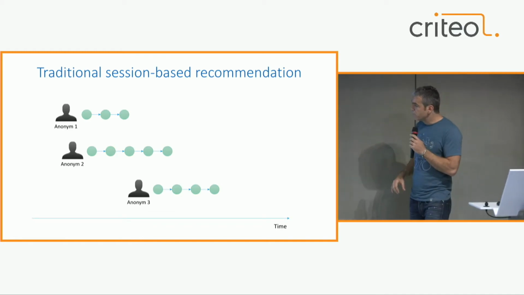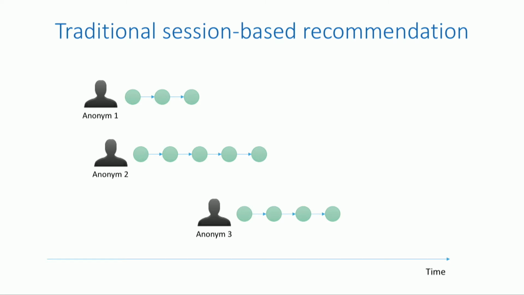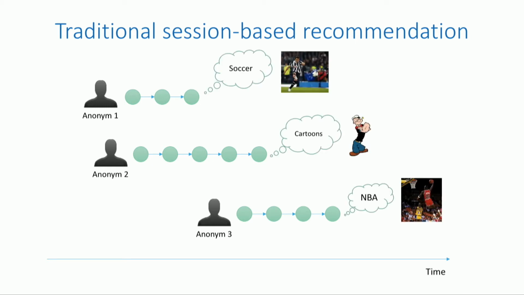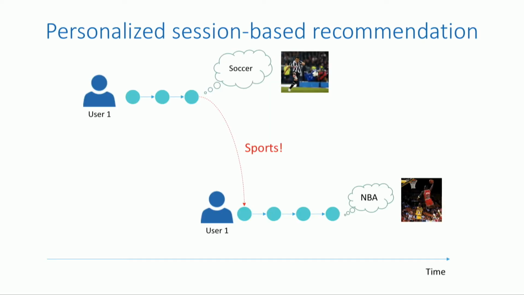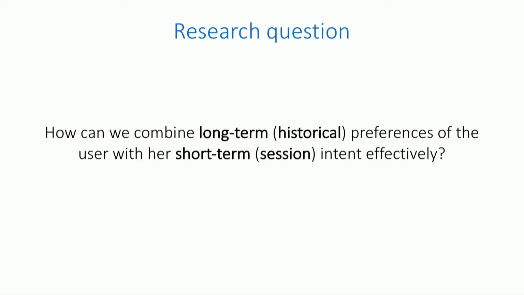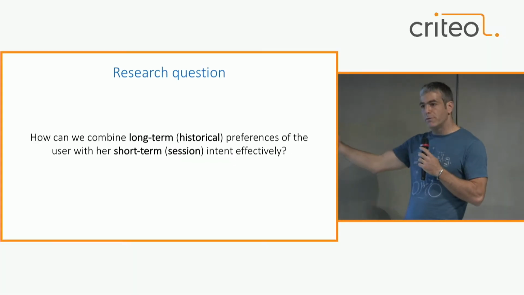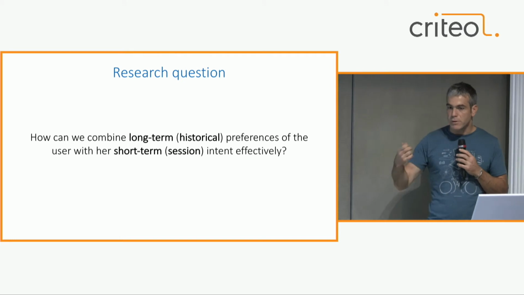So in the naive case, you have anonymous users coming in and having sessions, right? But often, because the user might have a cookie or they might look at some videos here, cartoons, NBA, we might actually know that this user and this user were actually the same. So we might want to take advantage of the fact that we know the past history of the user, so we might want to personalize this session-based recommendation. And the question here was, how can we take advantage of this information? How can we incorporate long-term preferences with the short-term preferences that happened during the session?